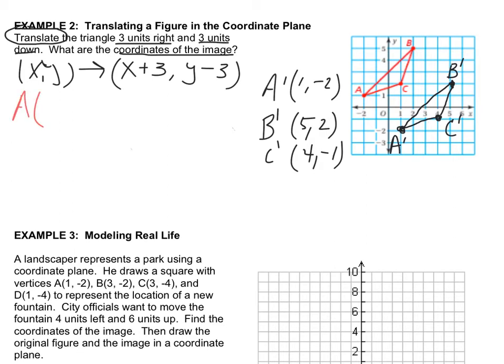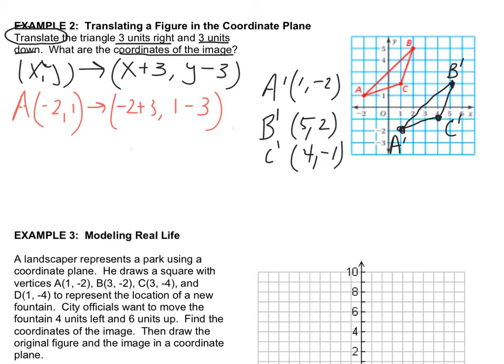So A is sitting at negative 2, 1. If I follow the algebraic part, negative 2 plus 3 would give me my new x value, and 1 minus 3 would give me my new y value. Now notice, negative 2 plus 3 is 1. There's the new x value. 1 minus 3 is negative 2. There's the new y value.